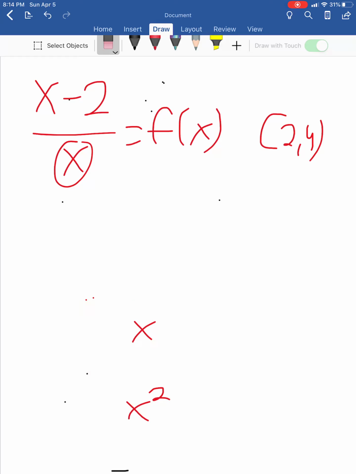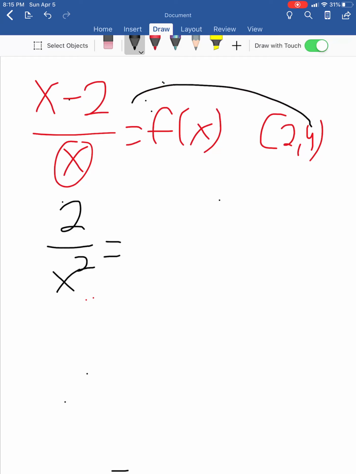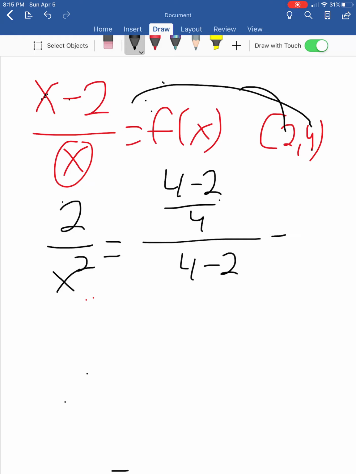Let me go ahead and take that off. So we got 2 over x squared would equal. Now this side we're going to do the slope formula. So we're going to plug in a 4 for x. So that's 4 minus 2 over 4. Minus, plug in the 2. Well, here's something good. When I plug in the 2, 2 minus 2 is 0. So, I mean, I really don't care anything else. That whole part is just 0. Over, don't forget this part, over 4 minus 2, which is 2.